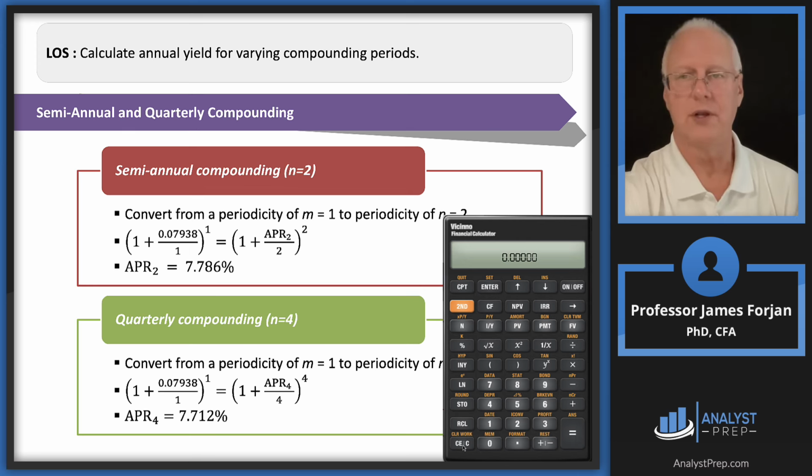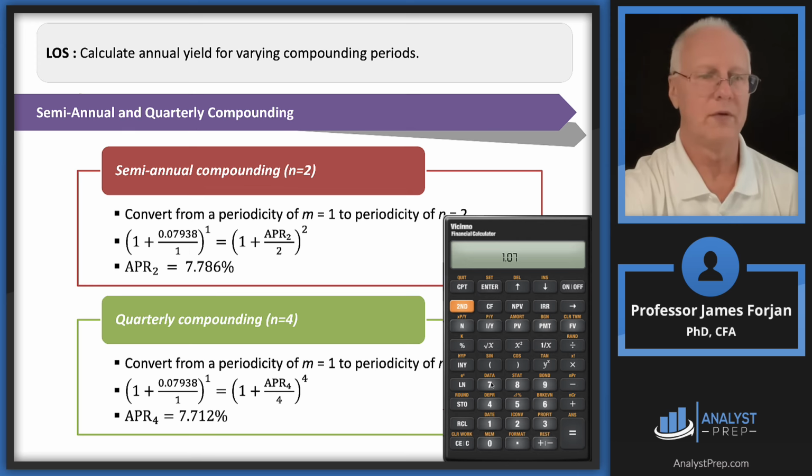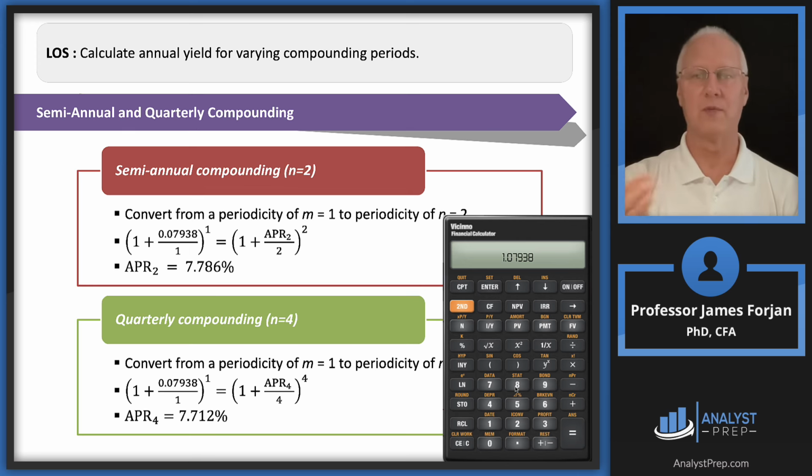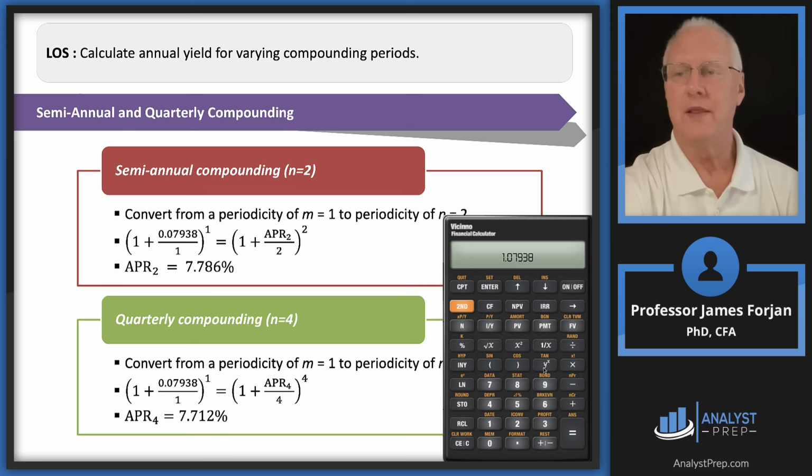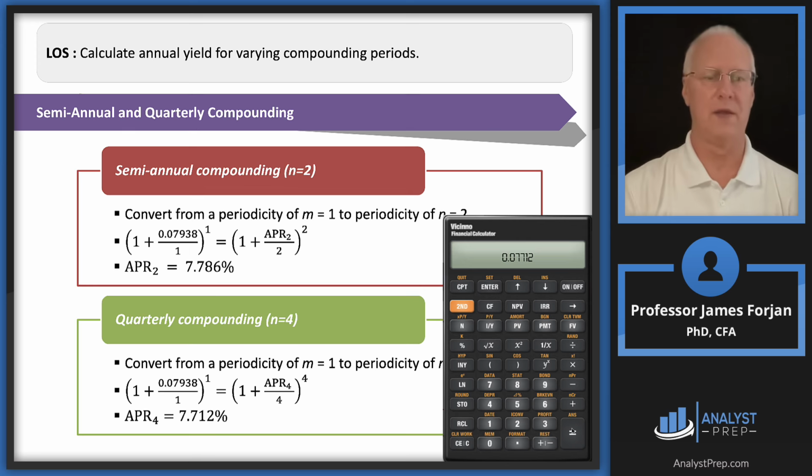Let's go ahead and do it for quarterly compounding. Let's start with our 1.07938. And since we're compounding this 4 times, we're going to have to raise this to the 1/4. So we'll need our y to the x button. So hit y to the x and then 0.25 equals. And then we'll just do the same thing, right? We're going to subtract 1 and then multiply by 4 and hit the equal sign, and there you get the 7.712.